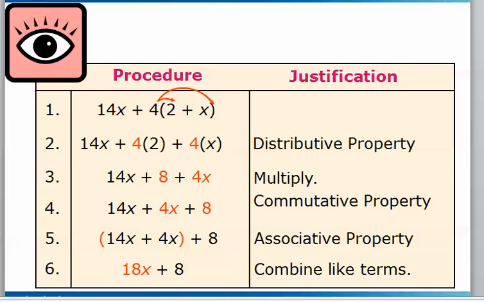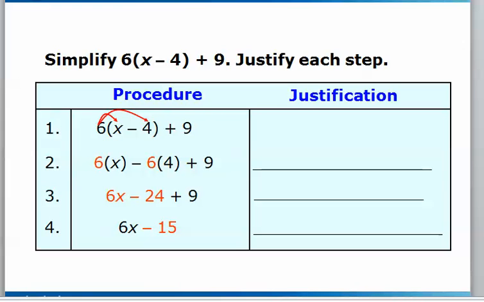So what we're going to do is put some justifications in 2 problems. So we're going to justify each step. In this first step here, there's no justification given because it is the problem. What happened in step 2? Well, you distributed. So we use the distributive property. In step 3, what changed? Well, we multiplied those things together, so this would just be multiply. And then in step 4, we combined our like terms.